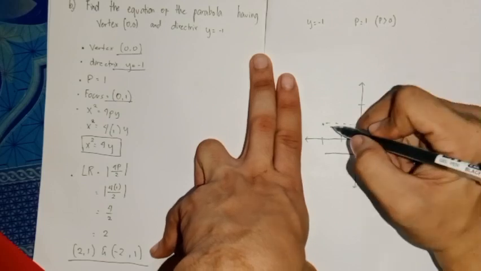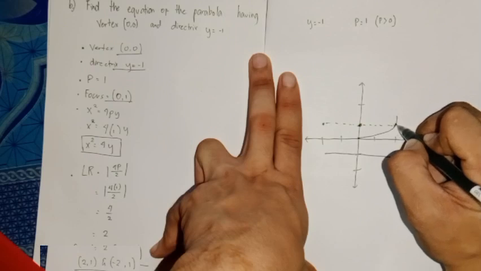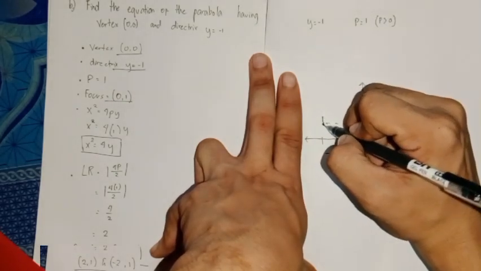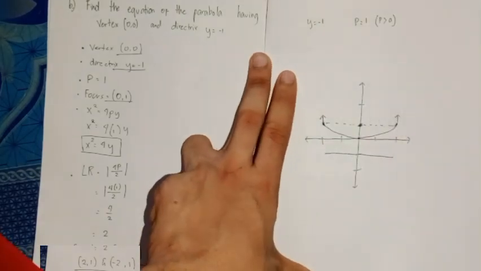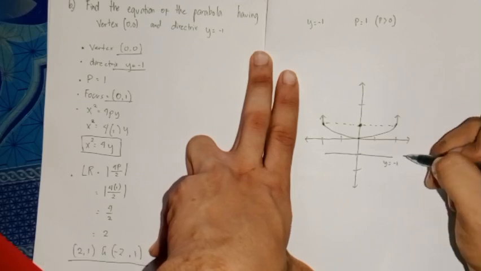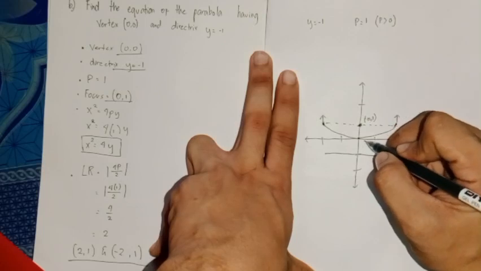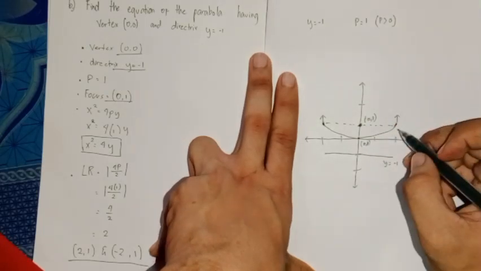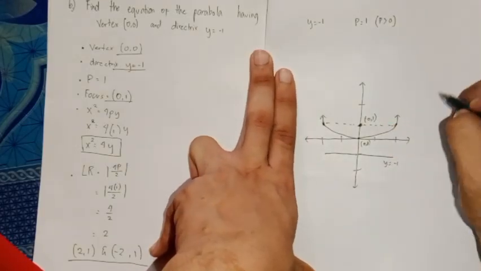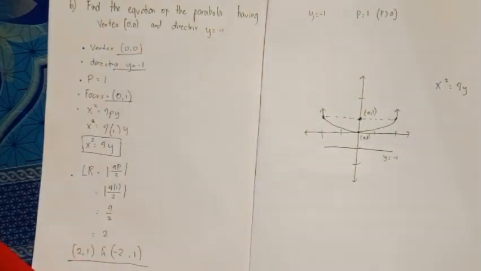Now let's connect the points. The parabola looks like this. This is the directrix, y is equal to negative 1. This is the focus, we have 0, 1. And the vertex is 0, 0. And these are the endpoints of the latus rectum. Now this is the graph of x squared is equal to 4y. That's all for the parabola.